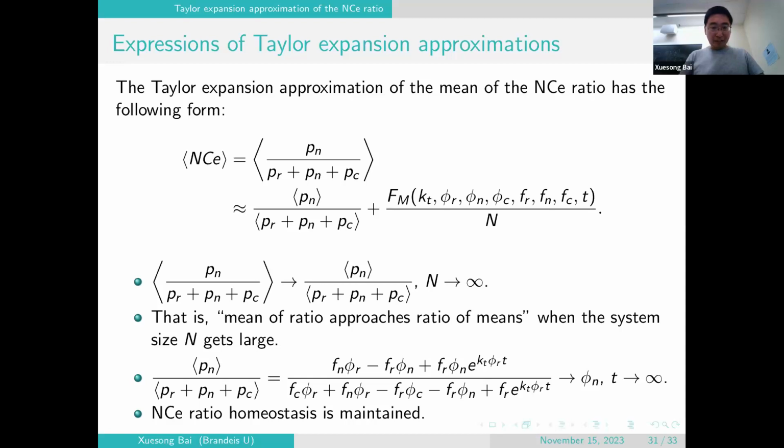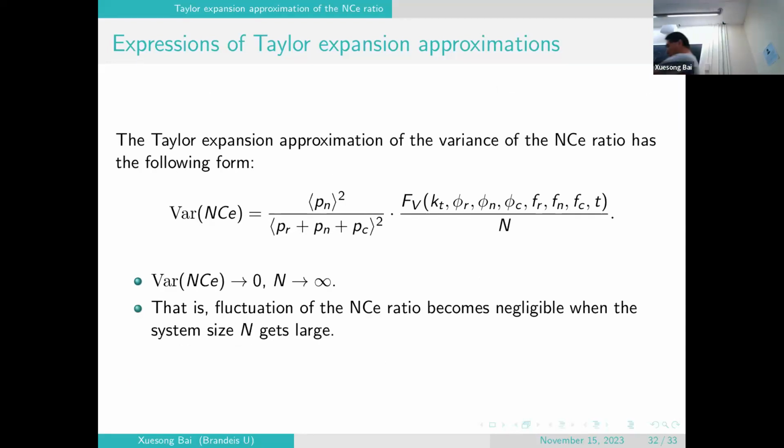Okay, so this is the mean. For the variance, I am a little bit over time, but I started later, so I can go a little bit longer. The variance of the NC ratio is this number multiplied by this function, which will go to 0 when the system size is large. So the fluctuation of the nucleus to cell ratio should become negligible when the system size gets large.